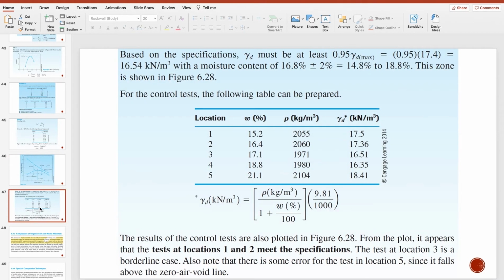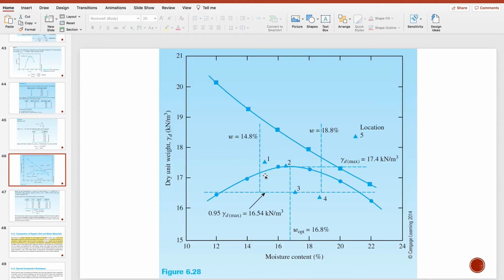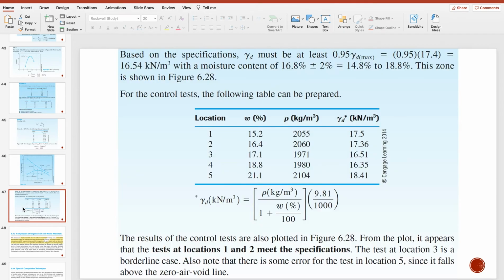So, based on the specification, the dry unit weight must be at least 0.95%. So, 0.95 of 17.4 is 16.54 with a moisture content of 16.8 plus minus 2. So, ito yun. And the zone is shown here. Ito yung zone na yun. So, from this point to this point, ito lang yung ating moisture content.